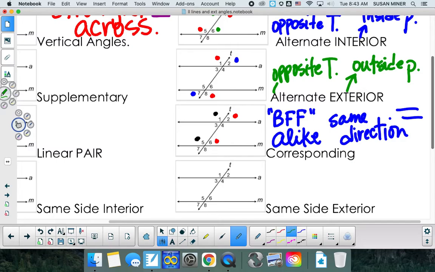A good idea maybe would be pause the video and see if you can identify some numbers that would be another set of corresponding angles. And as I go through these, maybe see if you can pick them out before I show you which angles match up, right? Another set of corresponding would be 4 and 8. And then the last one would be 3 and 7 would correspond with each other.